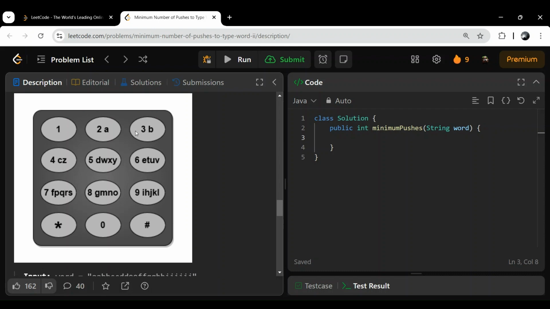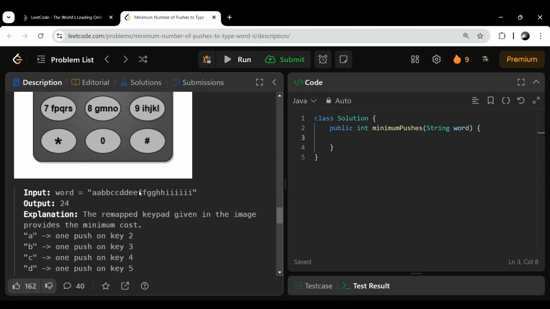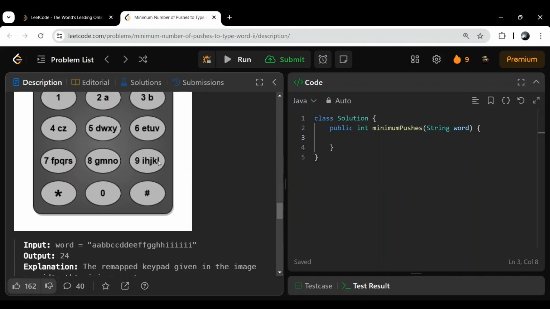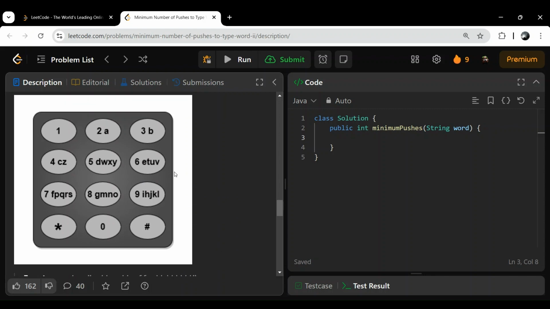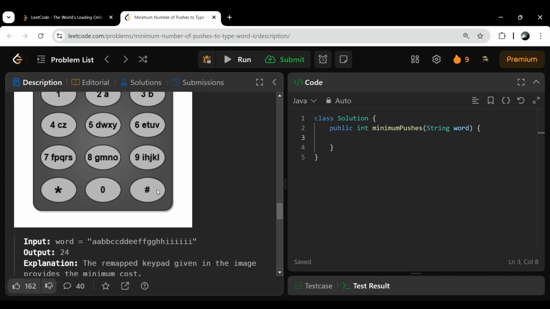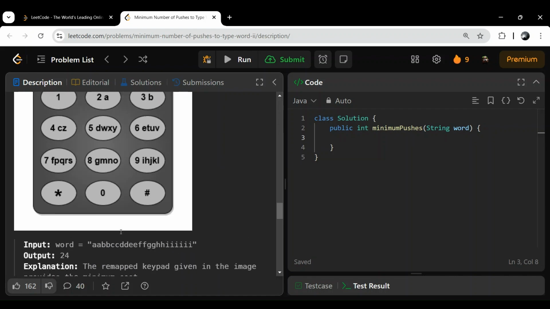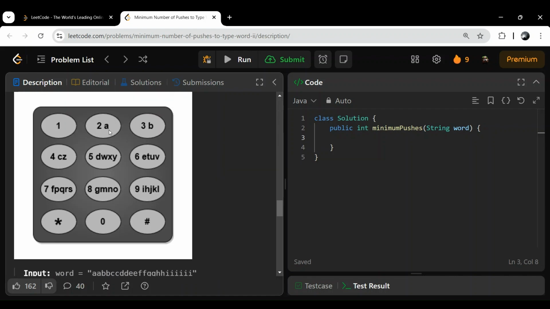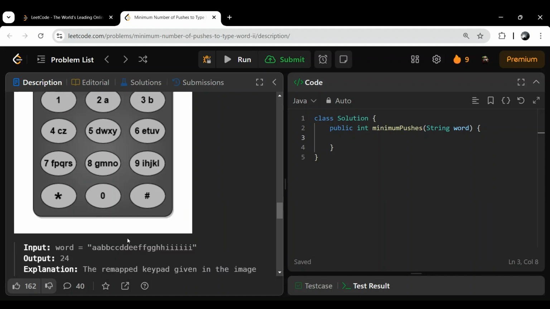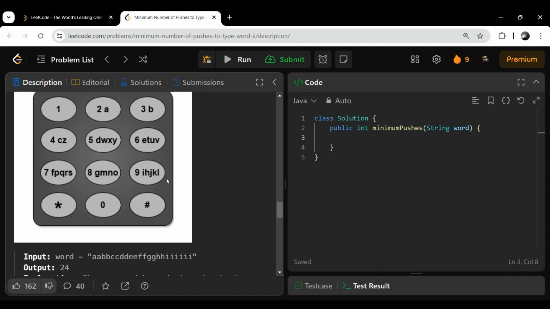So the 8 characters A, B, C, D, E, F, G, I are each mapped to a number, and the extra one we can map to any number on the second place. For example, if I want a W, then I have to push 5 two times. So here what they have done is A, B, C, D, E, F, G, I for 2 to 9, and for H, they have placed H on the ninth position.